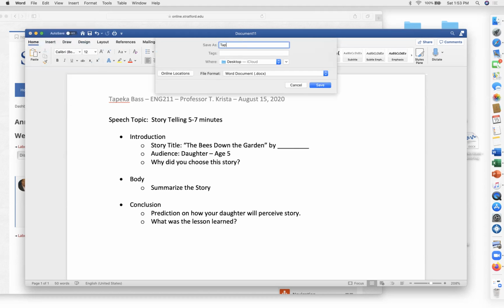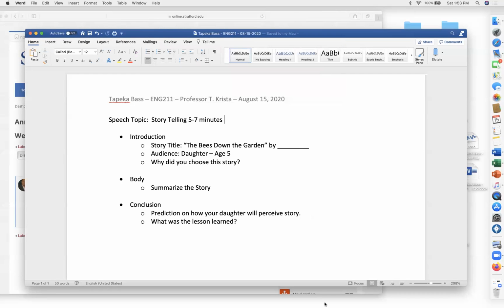I always put my name, the class, and the date so I can retrieve it. And every time I have a different version, I put A, B, C, D, E, F, G, so I know which version I'm sending. Sometimes your professor asks you to send more than one. Okay? I think you're going to do just fine.